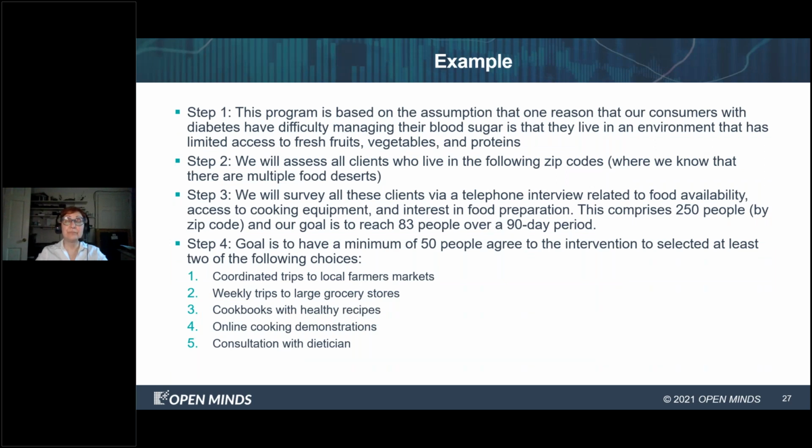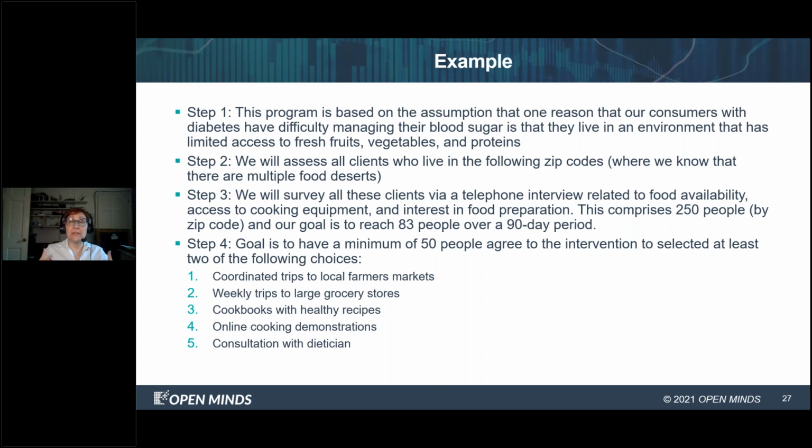So step 1 was a program based on the assumption that one of the reasons that mental health consumers had higher levels of diabetes was, I'm sorry, had trouble with monitoring their diabetes, was that they lived in environments where they had limited access to fresh fruits, vegetables, and proteins. And so in step 2, they assessed all the clients who lived in the zip codes where they knew that there were multiple food deserts.